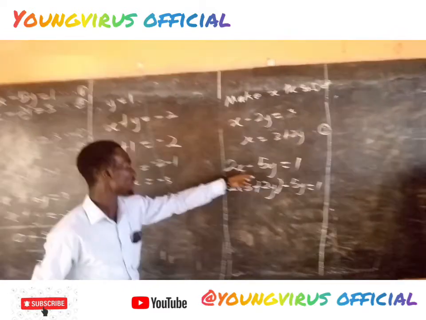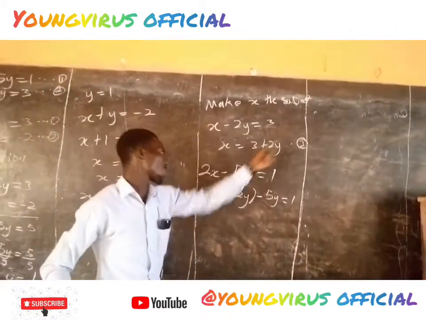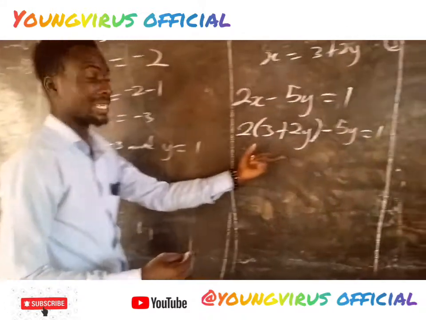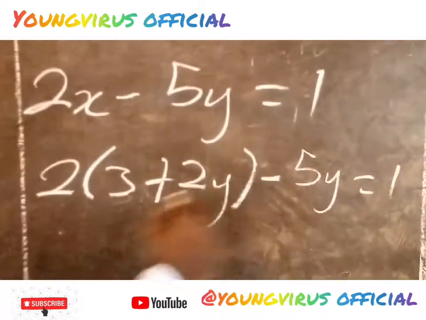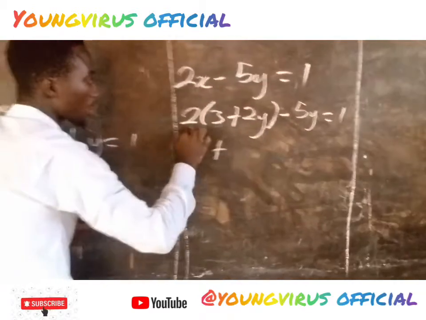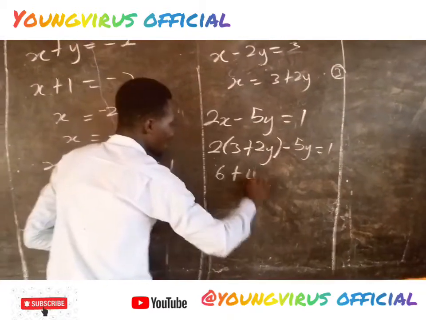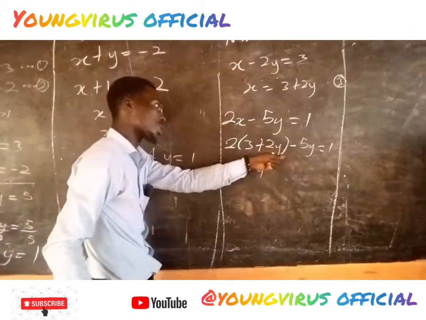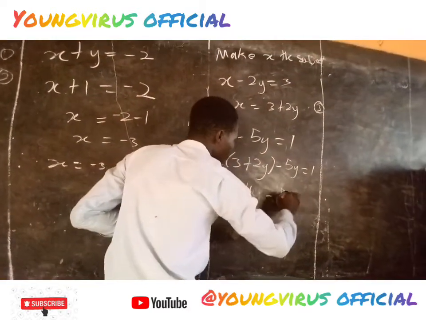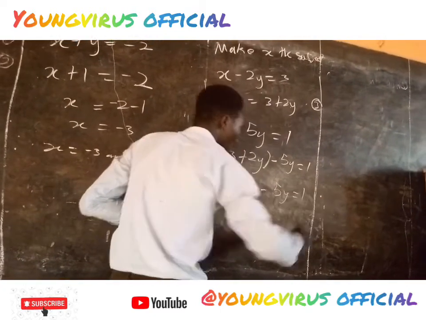So in place of x, we placed 3 plus 2y. That is what you can see here. So let's move on. You know how to expand a bracket like this. That means this 2 multiplies everything in the bracket. So 2 times 3, we get 6, plus 2 times 2, we are getting 4. But don't forget there's a y attached to the 2. And for that matter, I have to bring the y here. So minus 5y is equal to 1.